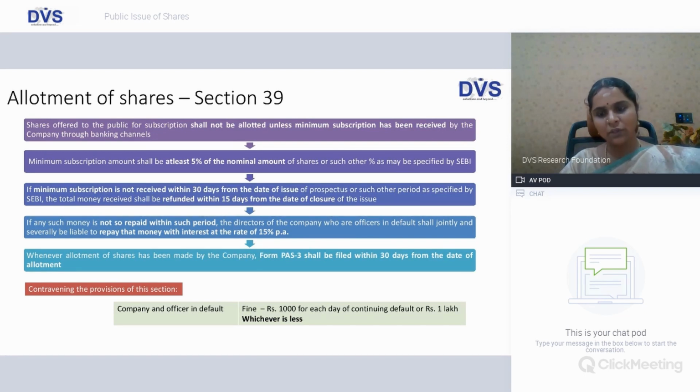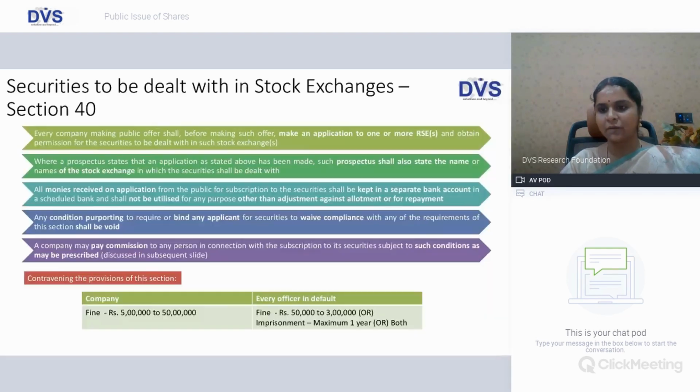And we all know that allotment shall be filed in PAS-3. Previously it was 30 days, now it is changed to 15 days. And for the company and officer in default contravening the provision, the penalty is ₹1,000 for each day of continuing default or 1 lakh, whichever is lower.